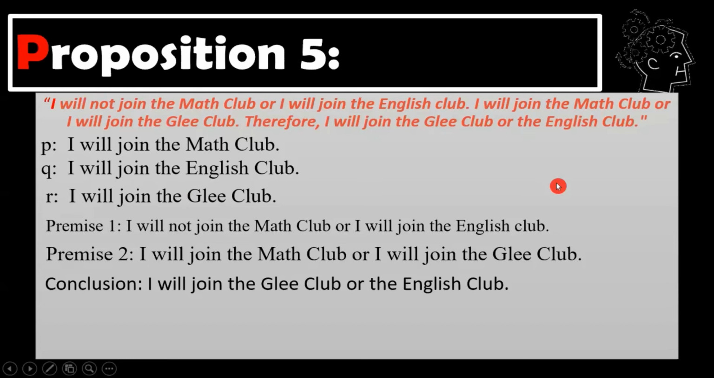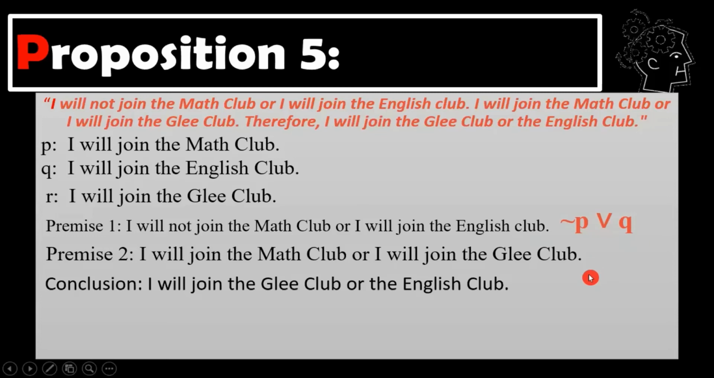So to symbolize this one, for our first premise, that is, I will not join the math club. So you are negating our proposition P. And then we are using the connector or. So this is the symbol for or, the disjunction symbol. And then I will join the English club. So that is our proposition Q.